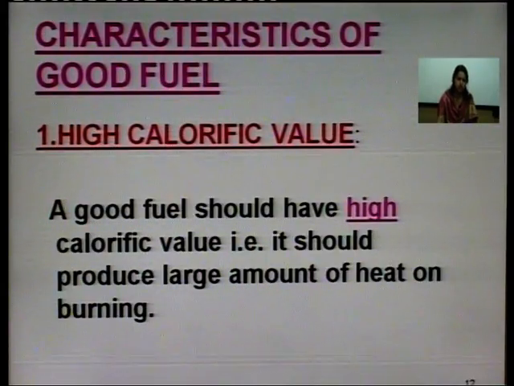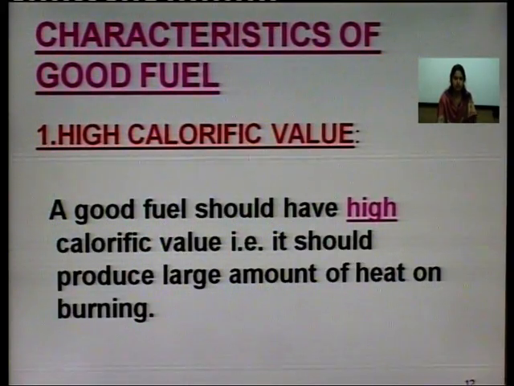So, what are the characteristics of a good fuel? A fuel which has good characteristics and is quite safe to use is a good fuel. One characteristic of a good fuel is high calorific value. A good fuel should have high calorific value, that is, it should produce a large amount of heat on burning.